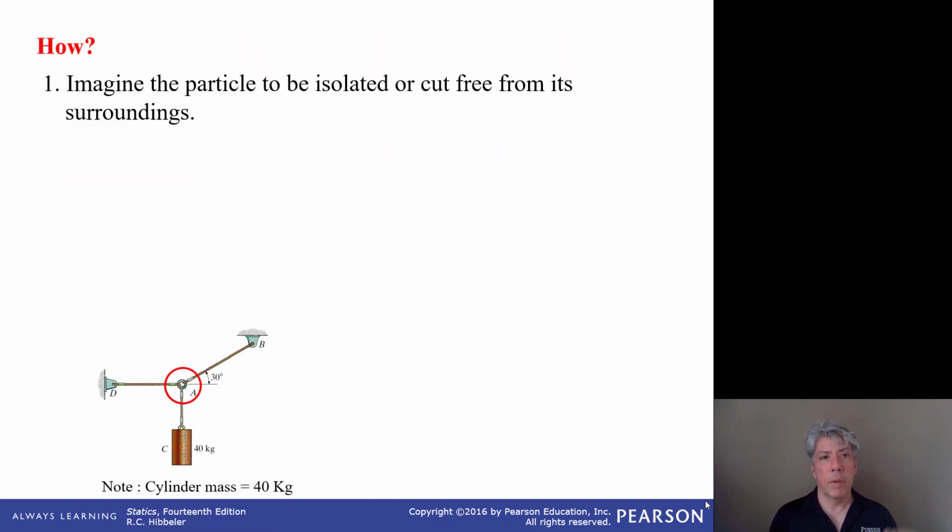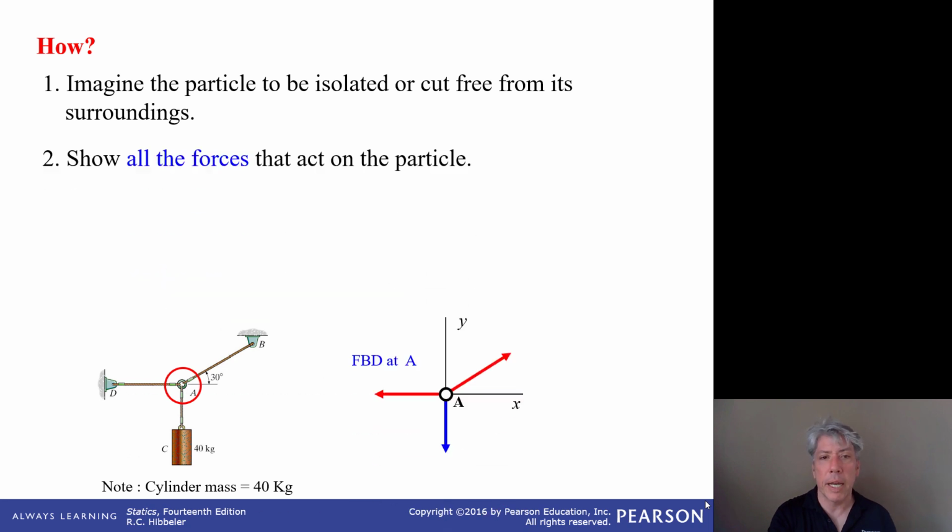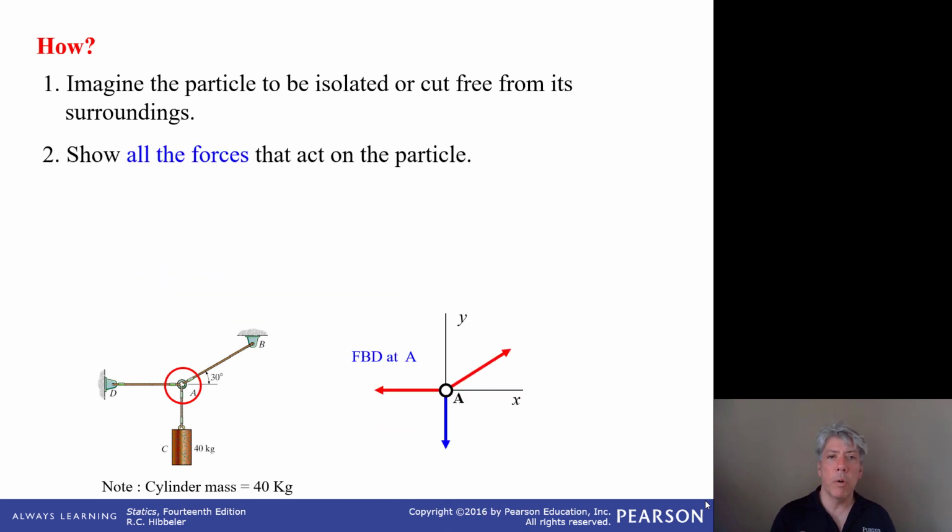Number one, figure out which body you want to be the free body. Okay, so we're going to isolate that body. We're going to basically cut it free from all its surroundings. In the example we're using, we're going to select the ring itself, which is called body A. Then we're going to show all of the forces that act on that particle. Again, you won't always know the direction of forces, but in this case, we do.